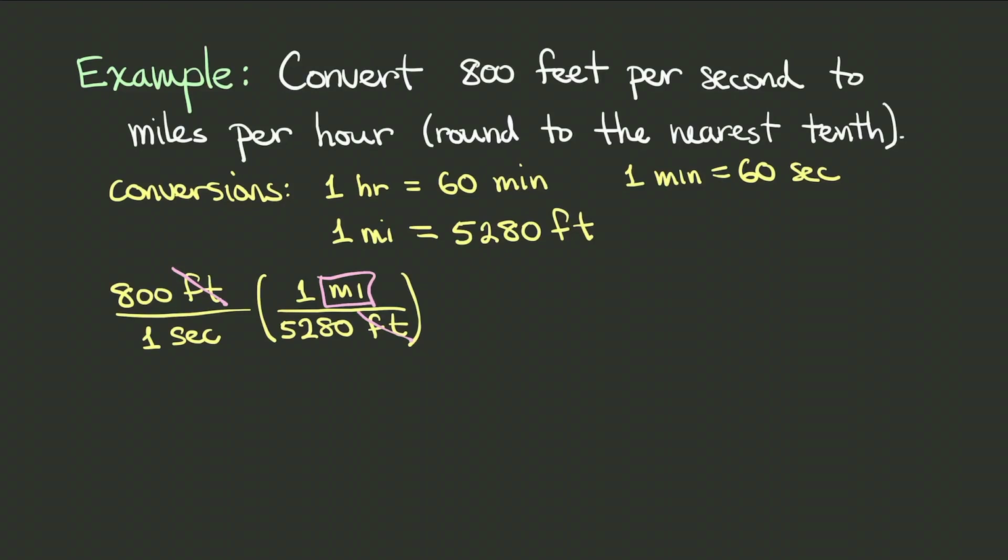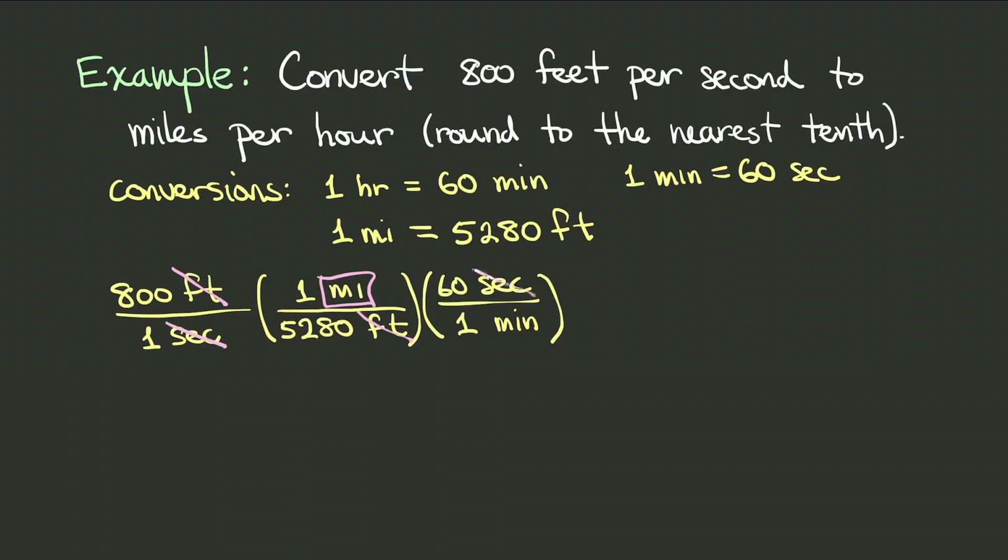However, we still have these units of seconds in the denominator, and those are a problem. We need to switch to hours. So to get rid of seconds in the denominator, we're going to put seconds in the numerator. Now the conversion that we have for seconds is that 60 seconds is equal to 1 minute. And that's going to allow us to cancel the seconds in the denominator and the numerator.